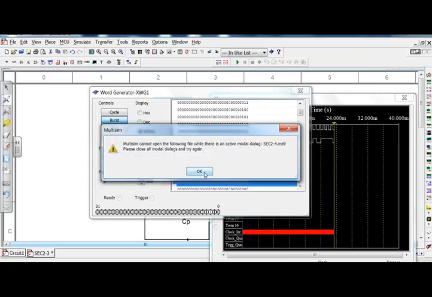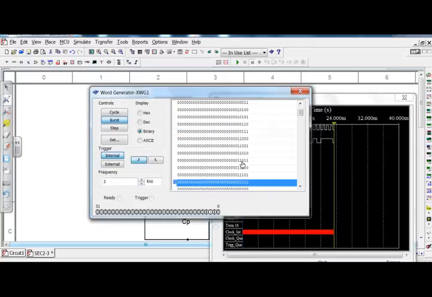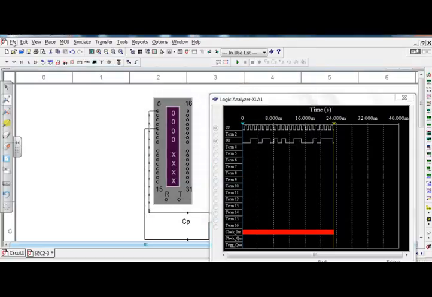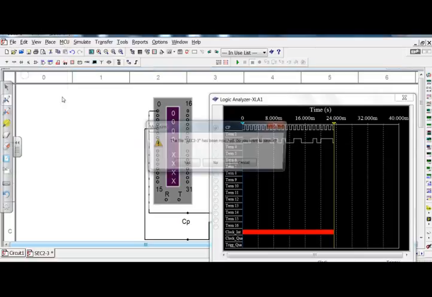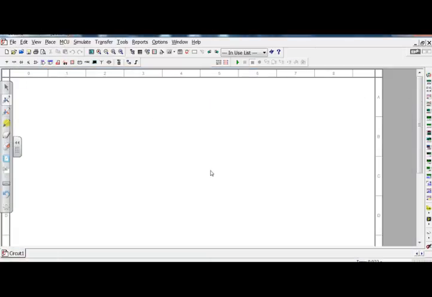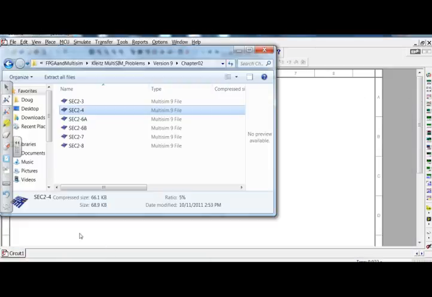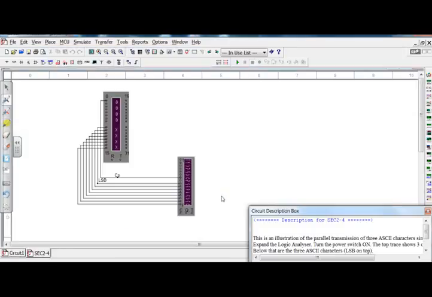Multisim cannot open this file while it's actively running another one. So close this one. No, we don't want to save anything. 2-4. Read the instructions.